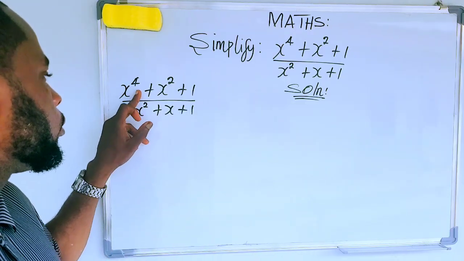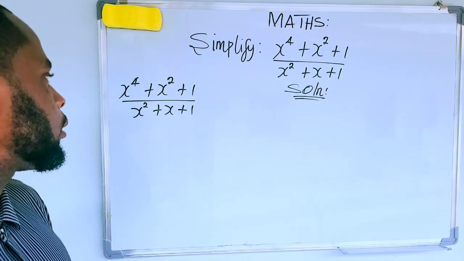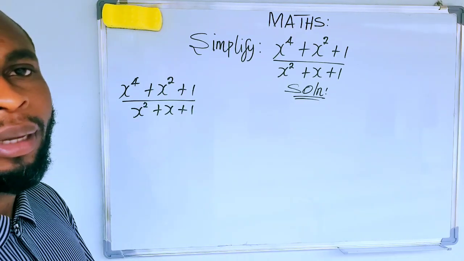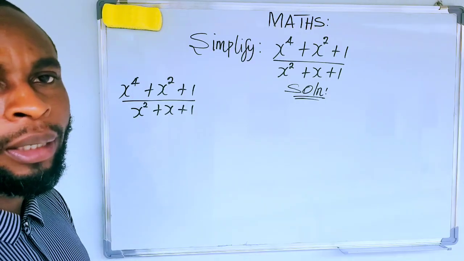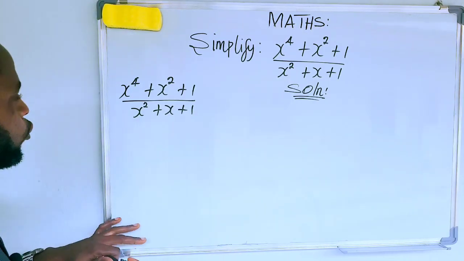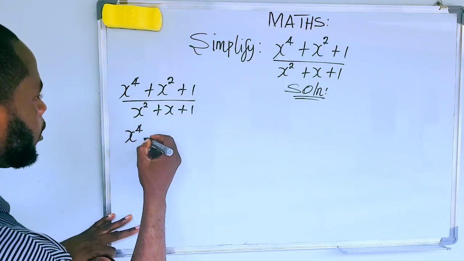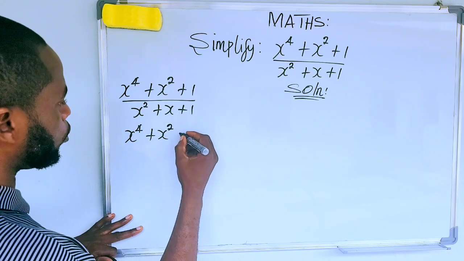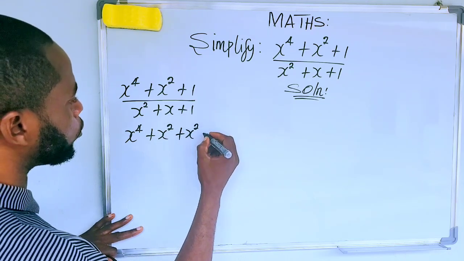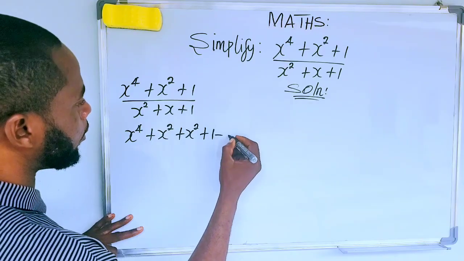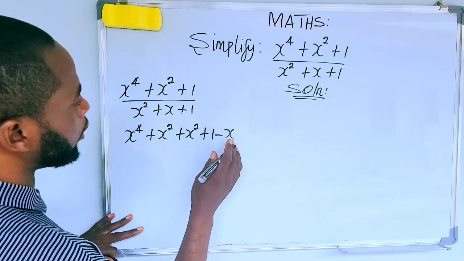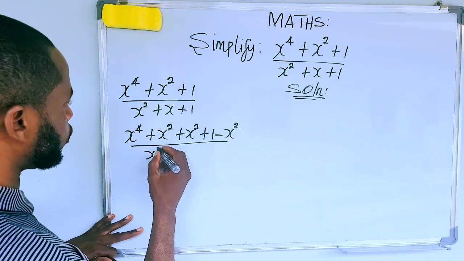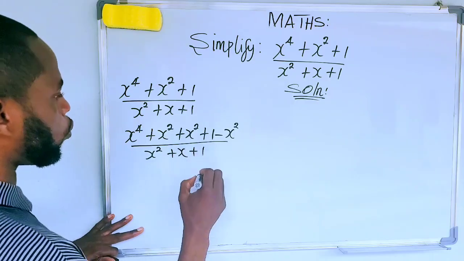Now here in the numerator, we are going to add and subtract x to the power of 2 so that we can create a perfect square trinomial. Now we are going to have x to the power of 4 plus x to the power of 2 plus x to the power of 2 plus 1 minus x to the power of 2, then divided by x to the power of 2 plus x plus 1.